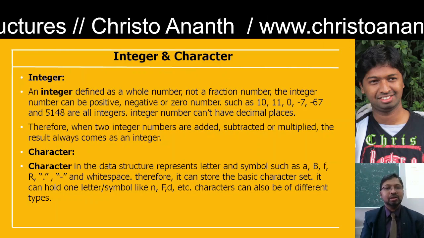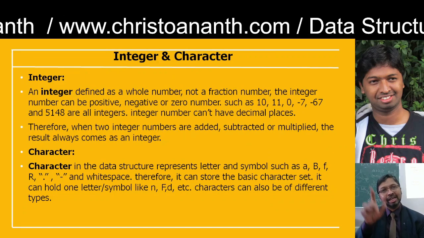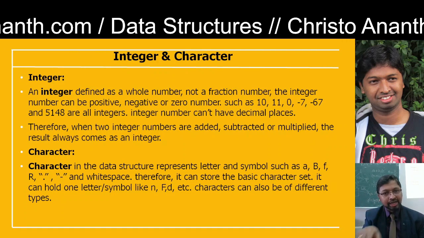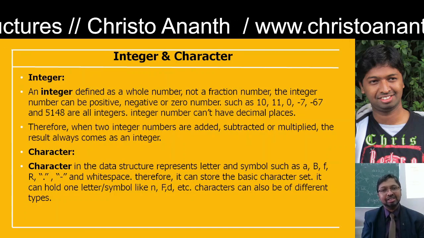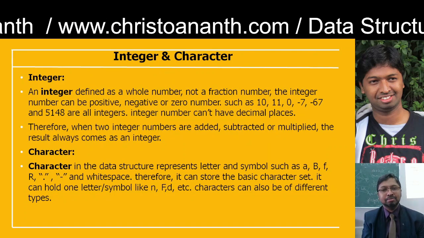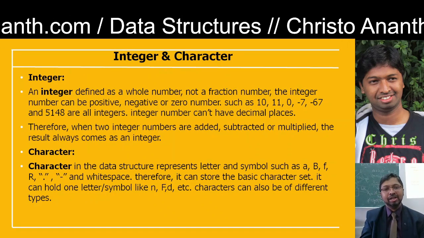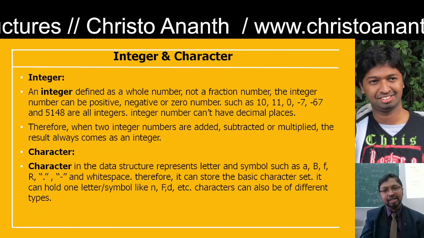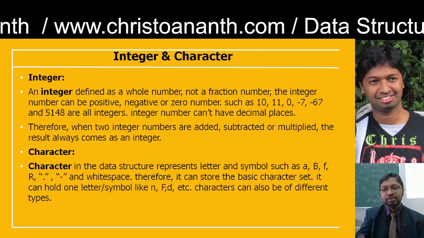Then you have character, which we represent using symbols, like capital A, small b, small f, capital R, dot, and white spaces. That's how you represent characters and symbols. Here you can store the basic character set, and it can hold only one letter or symbol, like n, f, or d, capital or small.